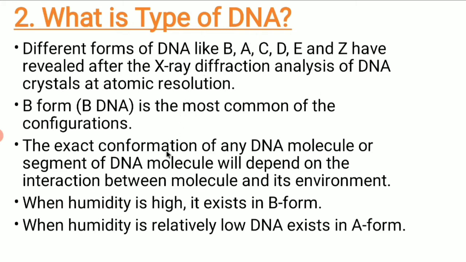For example, if the condition around the DNA is high water or high humidity, then DNA exists in the B form. If the condition around the DNA is low humidity, then DNA exists in the A form. The most common form of DNA is B DNA. Then we see the different forms of DNA like A, B, C, D, E and Z, which were revealed after X-ray diffraction analysis of DNA crystals at atomic resolution.